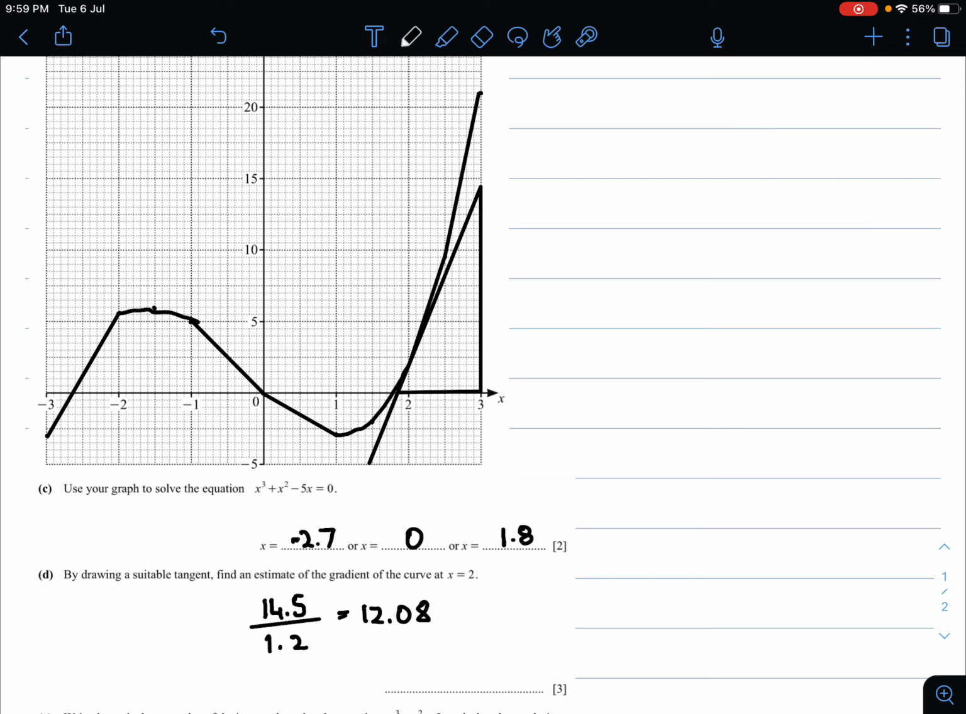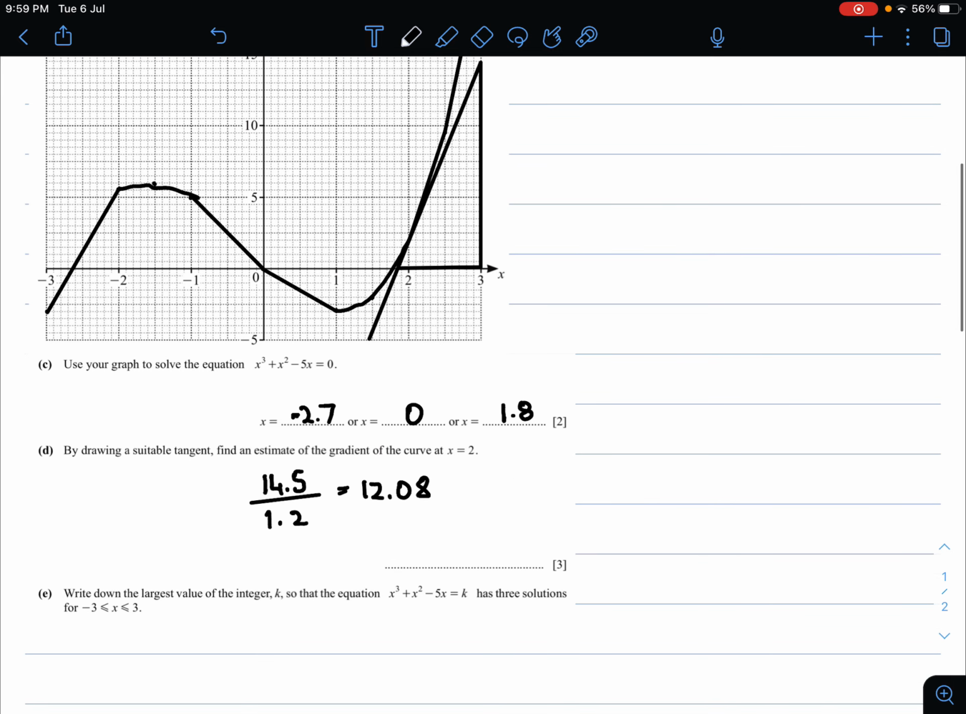And it's okay if you don't get the same answer as I do, because in the mark scheme, they would have actually given a range of answers. So for example, from 10 to 15, or like 12 to 14, or something like that. They would have given a range, so it doesn't have to be exactly as what I get. It can be a bit different.